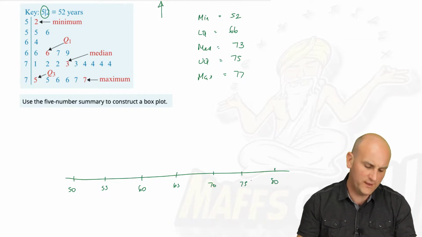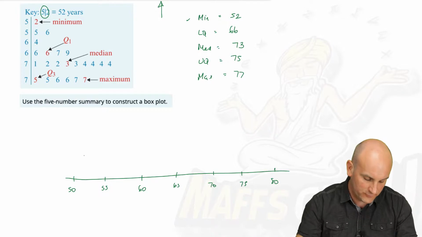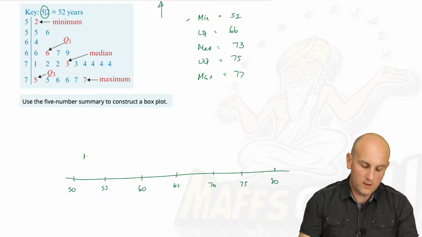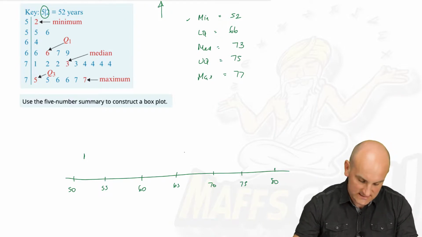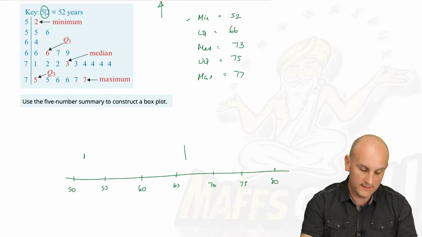Okay, so first things first, I'm going to do my min, and I'm just going to put a little dot where my min is. So it's 52. Let's say that this point here is my 52, and I'm just going to draw a tiny little vertical line. And I'm going to do my lower quartile at 66. Now, my lower quartile is a much longer line. It doesn't touch the axes. So there's my lower quartile.